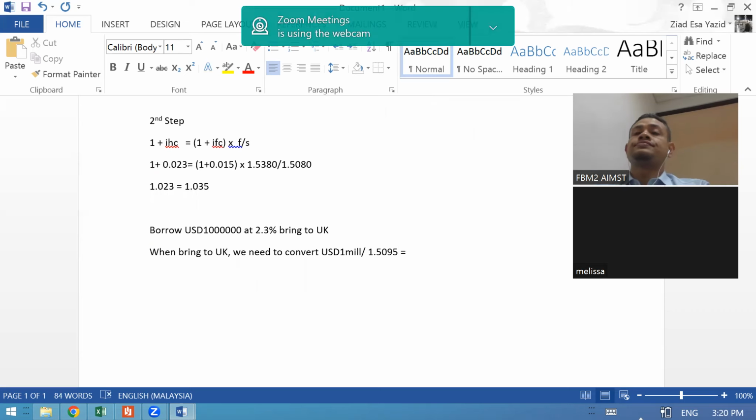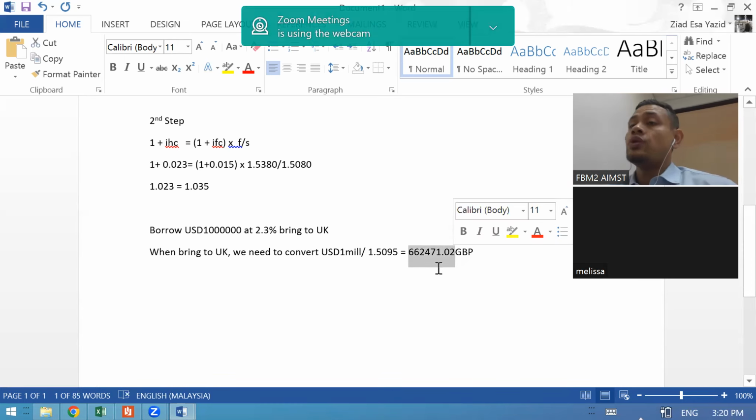So it will become 662,471.02 British pound. So it makes more sense, right? The British pound has more value than US dollar. That means this figure, which is less than 1 million British pound, is equal to 1 million US dollar. So it's logical, right?